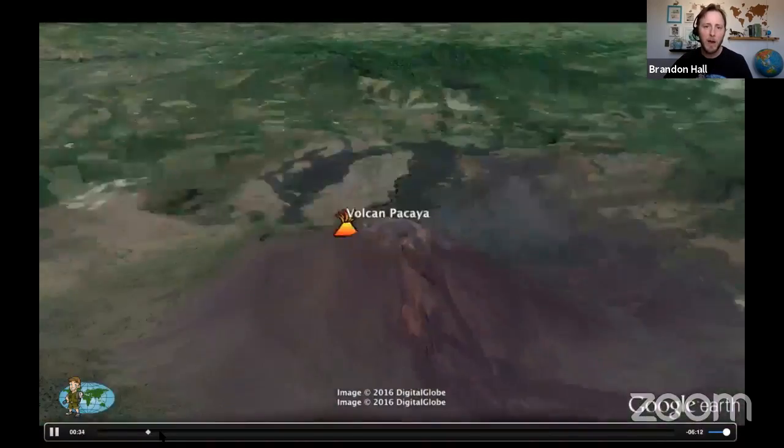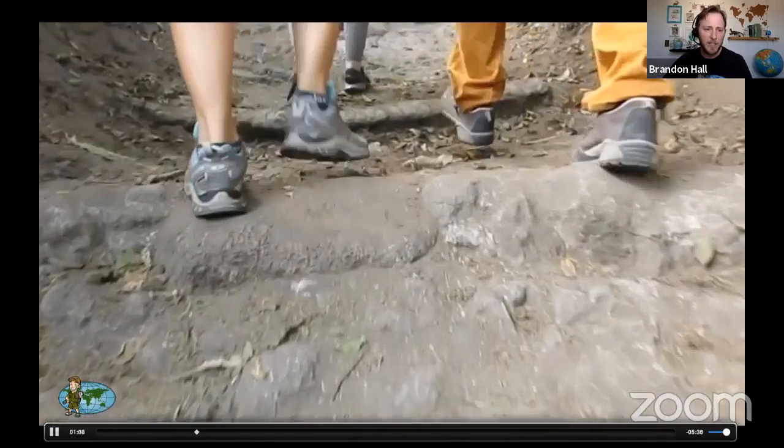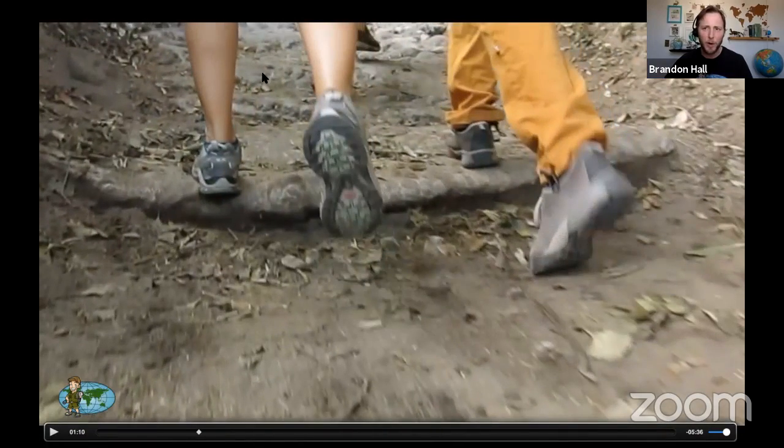If you look at the ground as we're hiking up, we have very dark black soil. And does anyone have an idea what makes that soil so black? Let's check in with Mrs. Robinson's classroom. What do you guys think?